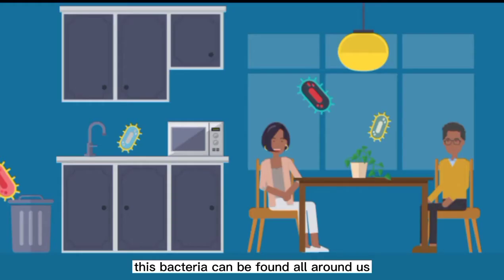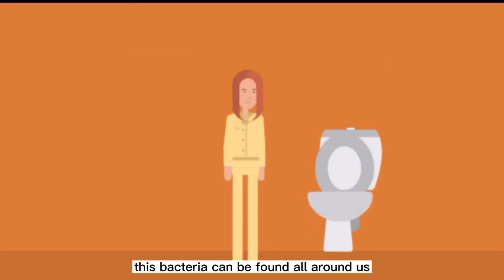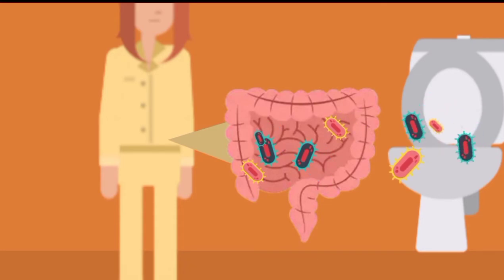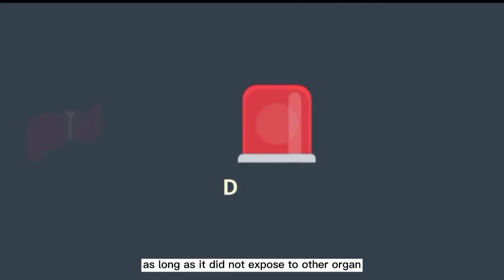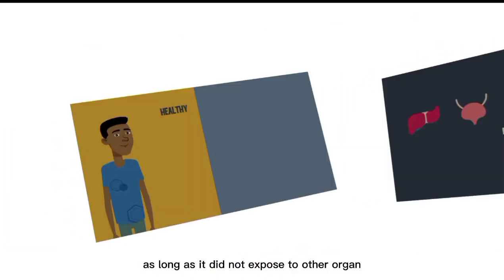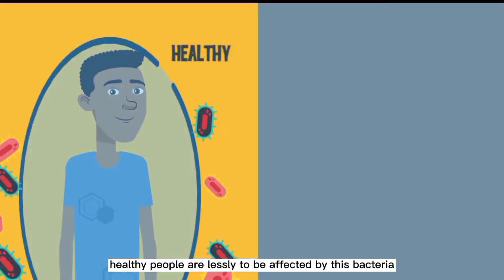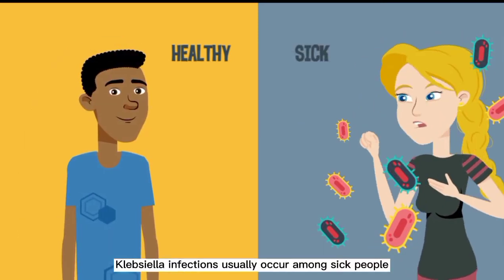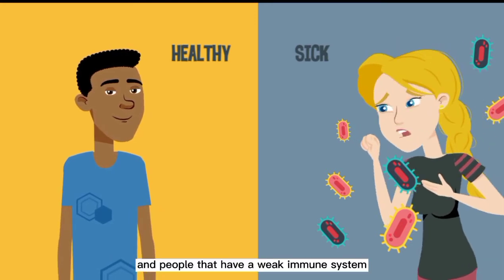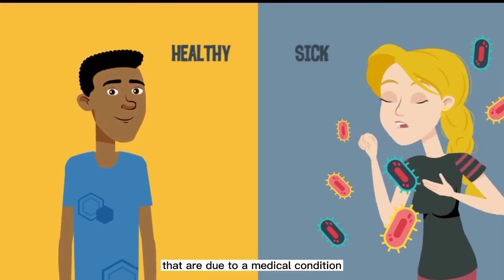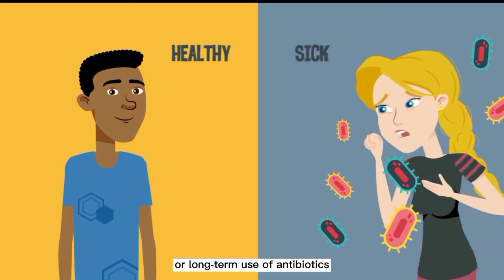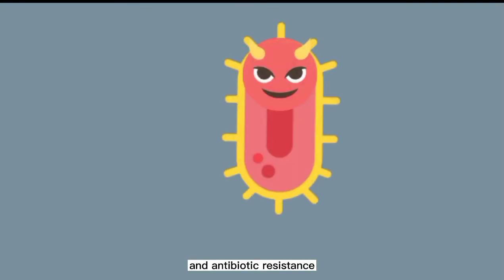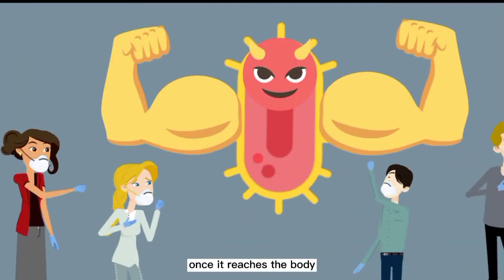pneumonia. Bacteria can be found all around us and are normally found in human intestines and even in human feces, where they are harmless to us as long as they are not exposed to other organs. Healthy people are less likely to be affected by this bacteria, but Klebsiella infections usually occur among sick people and people that have a weak immune system due to a medical condition or long-term use of antibiotics. It can also exhibit high degrees of virulence and antibiotic resistance once it reaches the body.